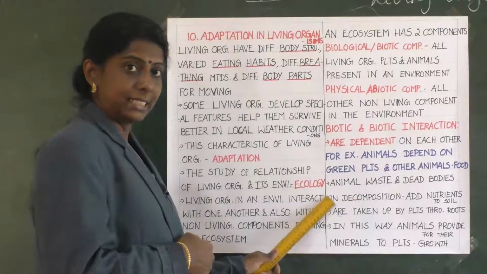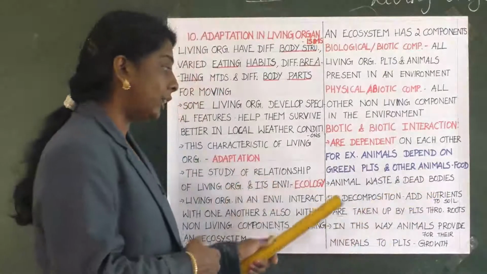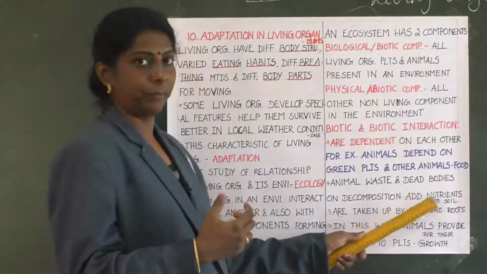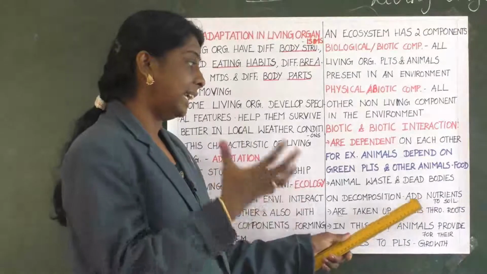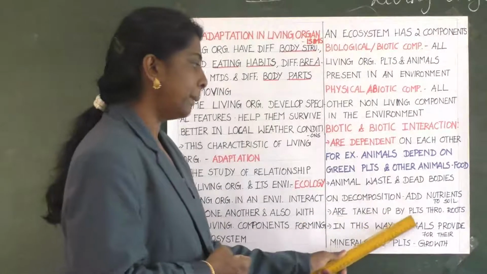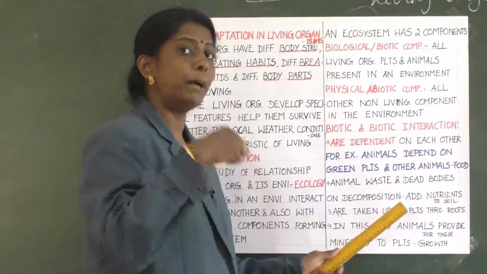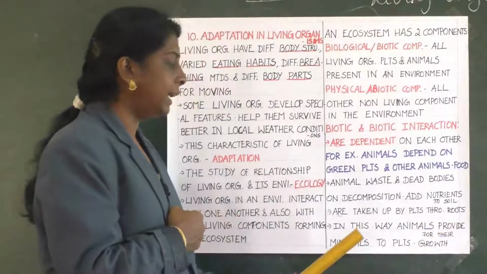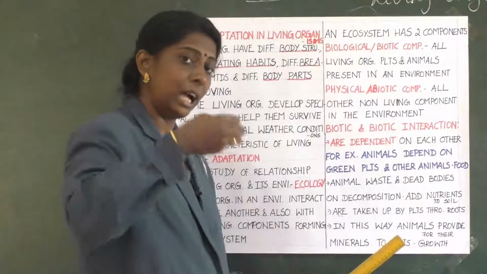Then animal waste products and the dead and decayed products, the dead bodies on decomposition, what will it do? It will add nutrients to the soil. As it is buried in the soil, automatically it gets mixed and it adds nutrients to the soil. They are taken up by plants through roots. So, again the nutrients are absorbed by the roots. In this way, animals provide minerals to plants. So, dead and decayed matter is turned into nutrients that are again absorbed by the plants.